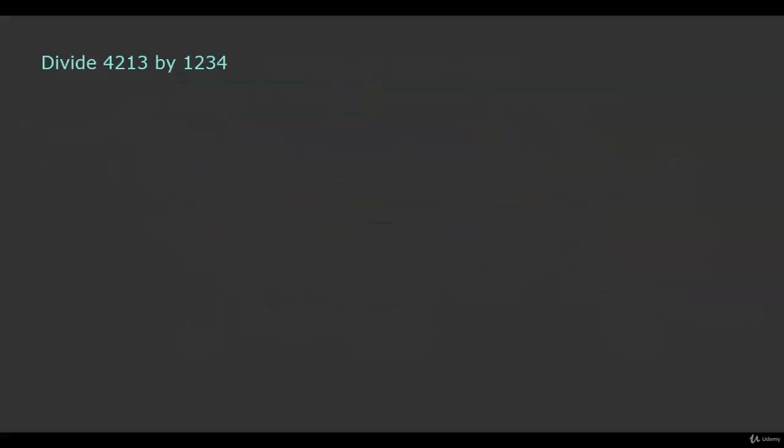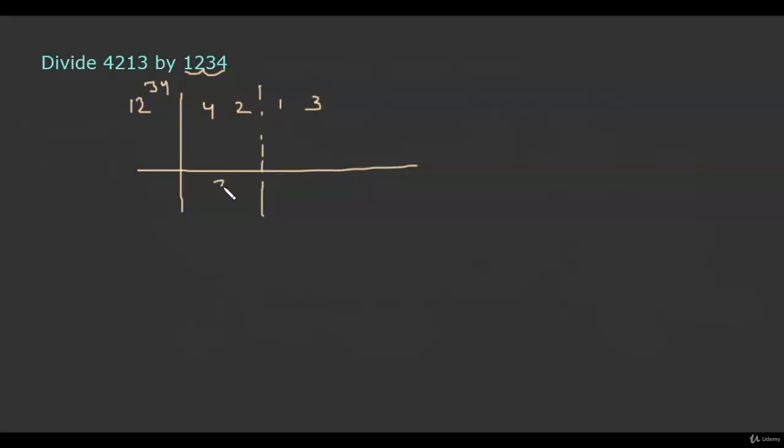Now let's see how to divide by a 4-digit number. This time we take the base digit as the 2-digit number 12 and the flag digit number as 34. Because there are two flag digits, we separate the last two digits from here. Now 12 can divide 42 3 times and 6 is the remainder. And this 6 we place over here. So the next dividend number is 61.